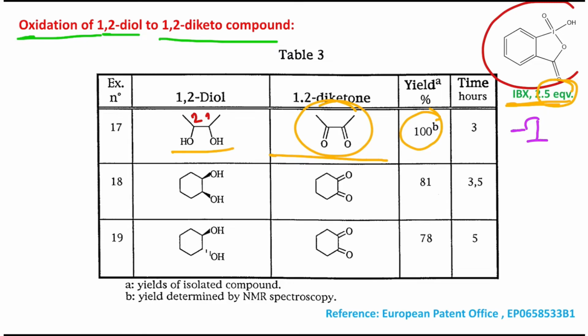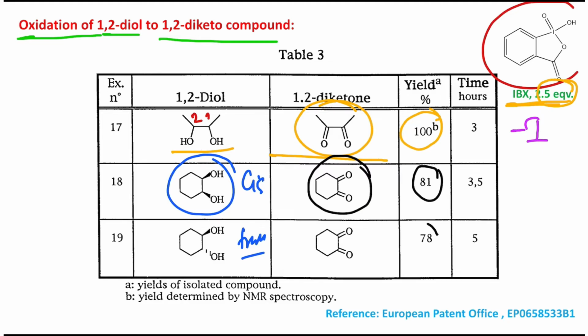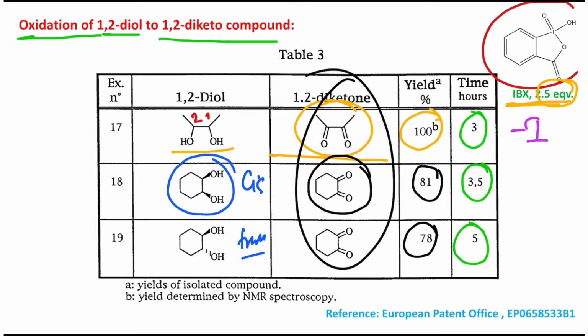Even these cyclohexane diol, cis or trans, both types, or syn or anti, since no double bond is here, it will convert into this diketone with 81% yield and 78% yield. And see the time, student, 3 hours, 3 to 5 or 5 hours. It's a very selective reaction, but I found very few examples. So this is the fourth example for preparation of 1,2-dicarbonyl compounds.